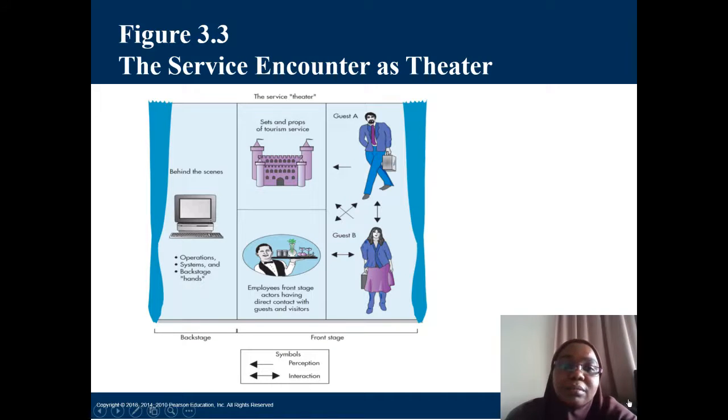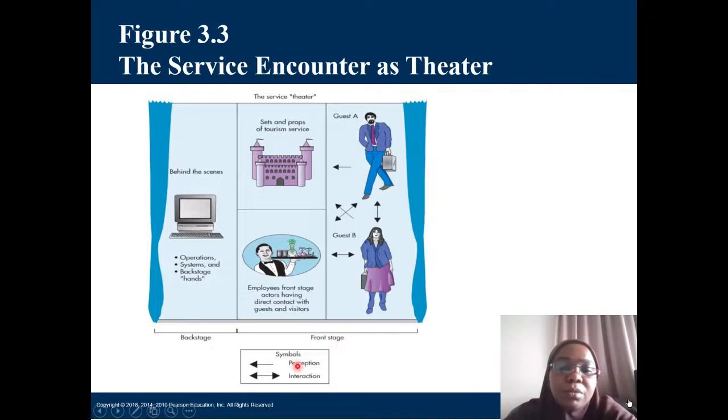Next is the service encounter as a theater. That's a pictorial presentation of service as a theater. Here we have the backstage, that's behind the stage. Here we have the front stage.